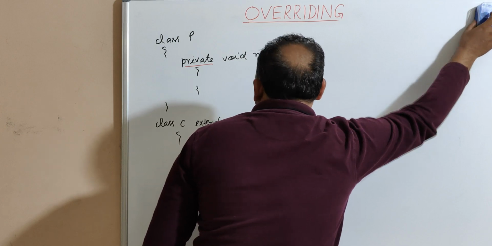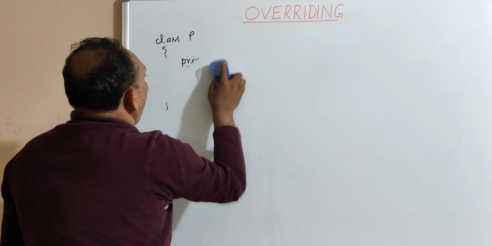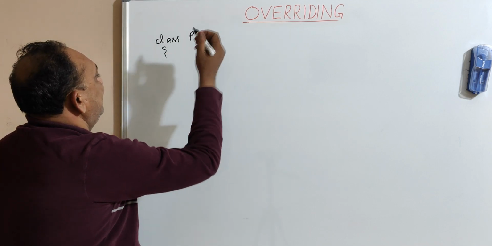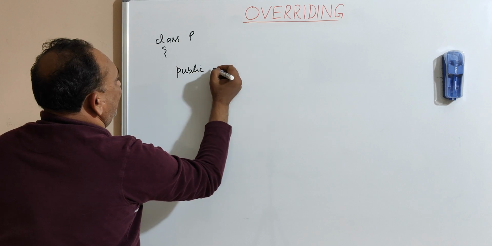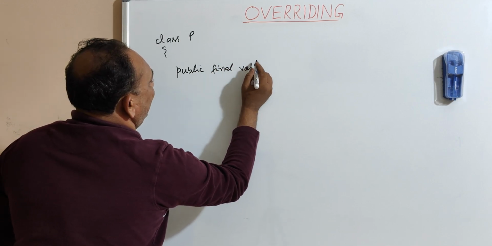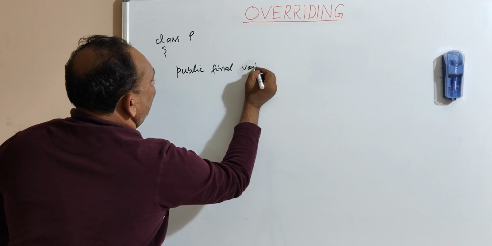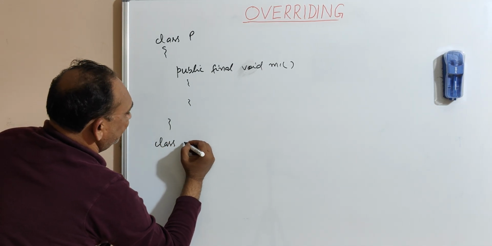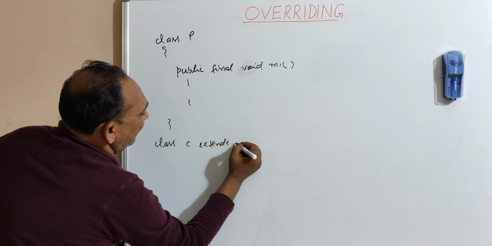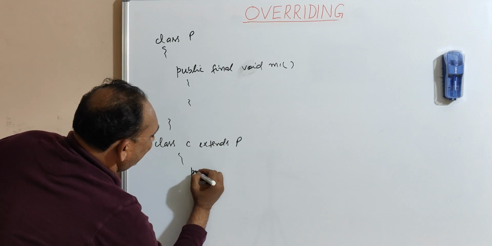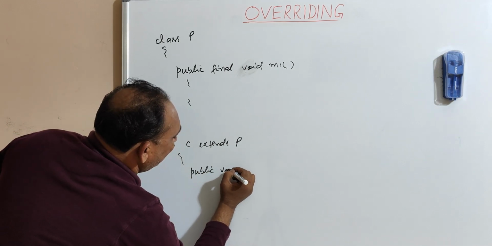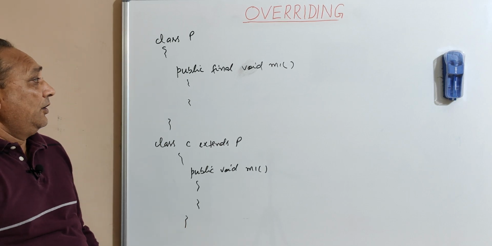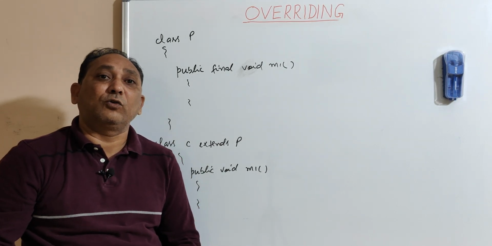Now come to one more case. The second case I am talking about is final, right? Let's say I have written my method as final void m1, correct? I'm going to override it in class C extends P, and here again public void m1, right? So in the case of final, you cannot override the final method.